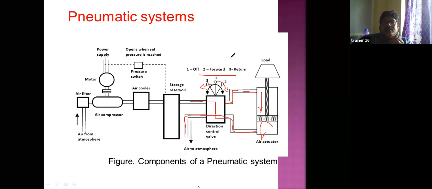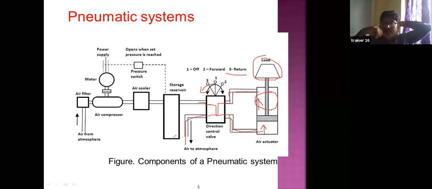One minute. When you press this one in this direction, that is a 3 return. The compressed air enters in this direction and lifts up the piston. That means the piston moves in that direction and the load is lifted up. Whatever compressed air is here goes out in this direction, to the atmosphere. So this is the directional control valve. Here the directional control valve will act like that.